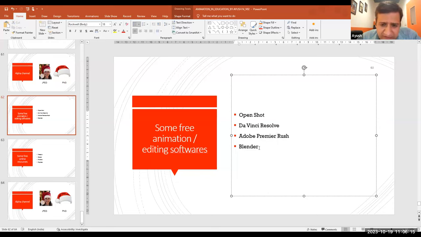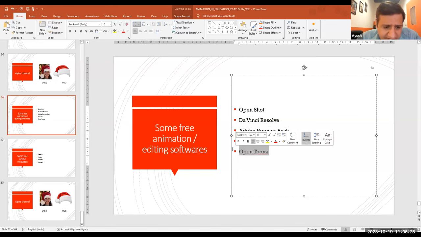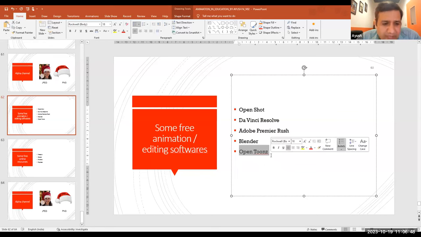And then there is also one more, a new software. OpenToonz used to be a paid software till very recently. Just about 2-3 months back, it became free. You can explore it also. It is slightly complex, but very effective. In spite of it feeling complex, school students are also using it to make basic animation. I'm sure we all can do it very easily.